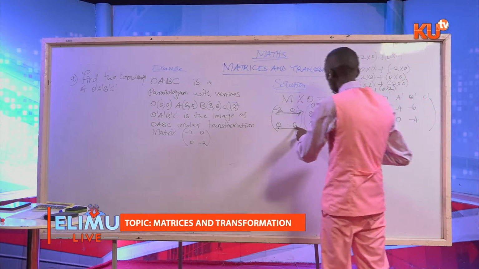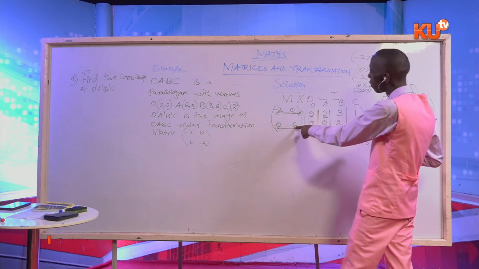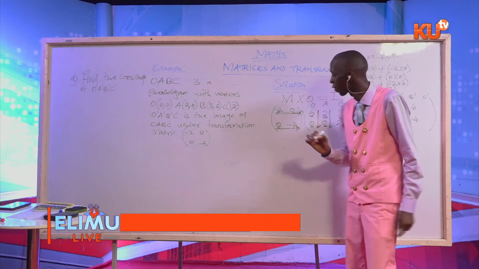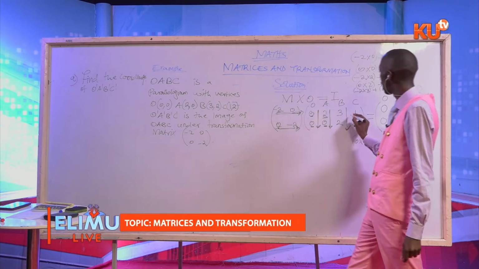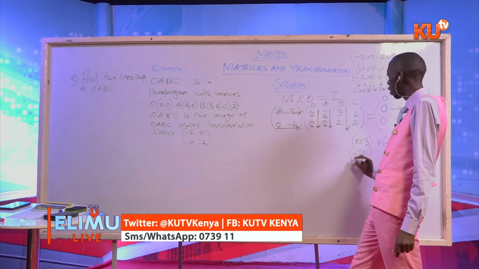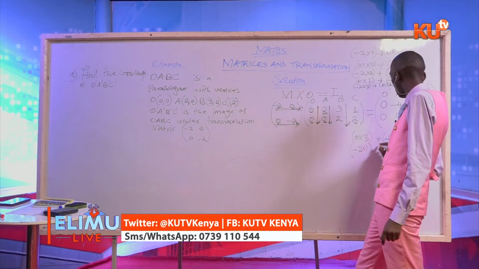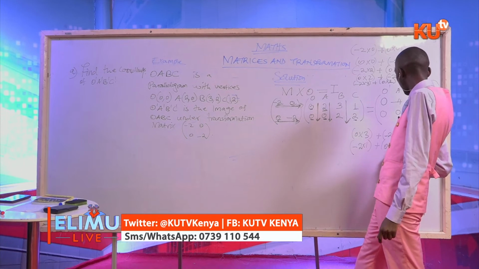My dear student, we move on to the image of C. Negative 2 times 1, the image of C, plus 0 times 2.